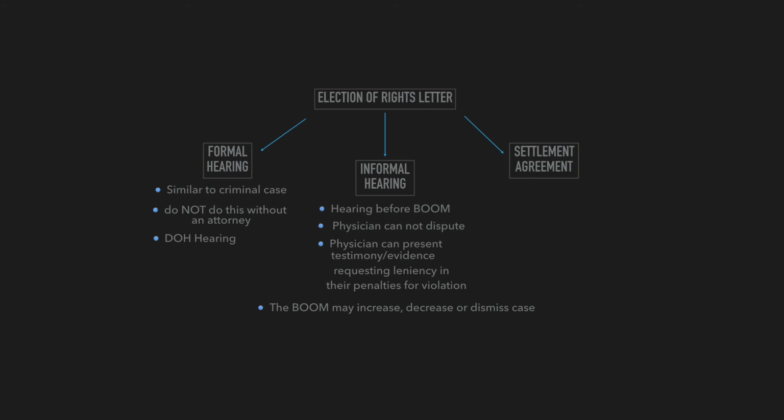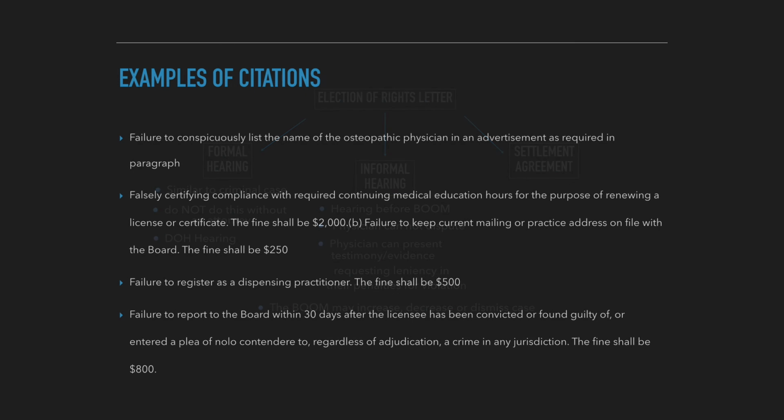So what are things that could potentially be a citation? Again, the advertisement is usually a citation. If you fail to say you're a DO, someone reports that on a business card or something, that's usually just a citation. It's a fine. You pay it. You don't do it again. Falsely certifying compliance with continuing medical education is usually a citation, and you're fined about $2,000 for that. Failure to keep current mailing address is a $250 fine and a citation. Failure to register as a dispensing practitioner, if you're dispensing medications from your office, is a $500 fine and a citation.